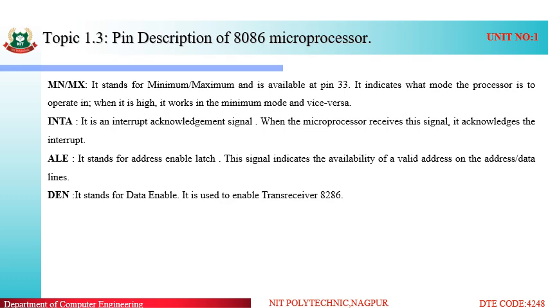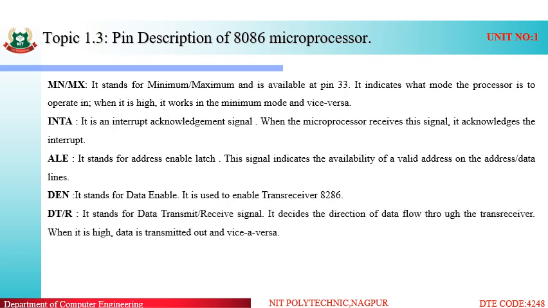Next is data enable. When we want to transmit the data, we have to give this signal, data enable. Data enable is an active high signal. So we will have to provide 1 to transmit our data.